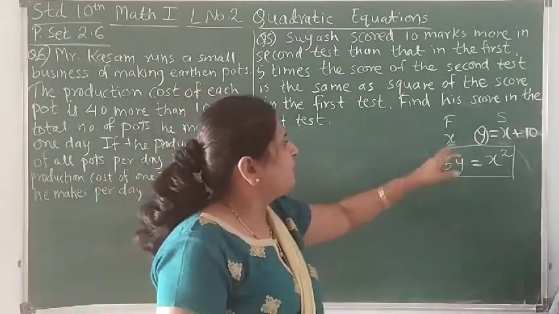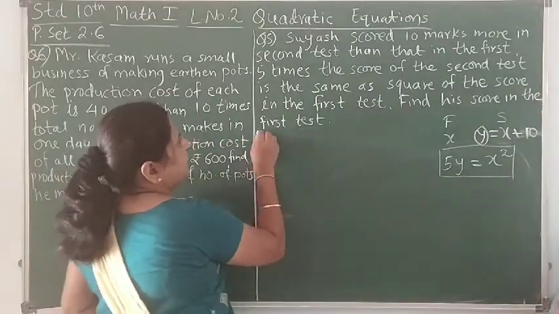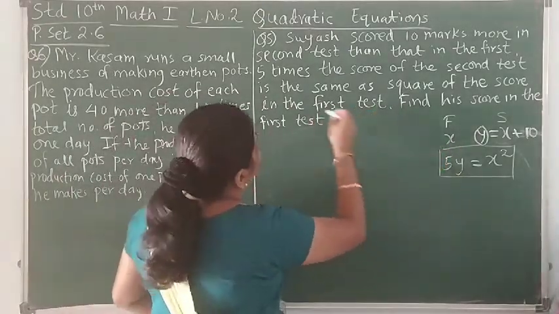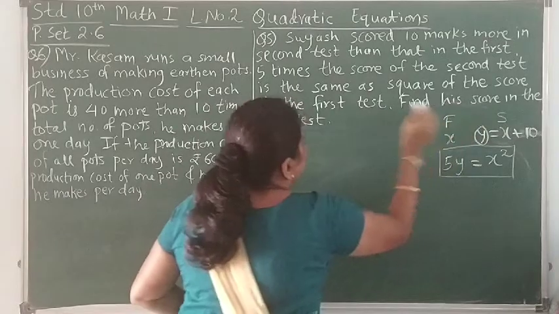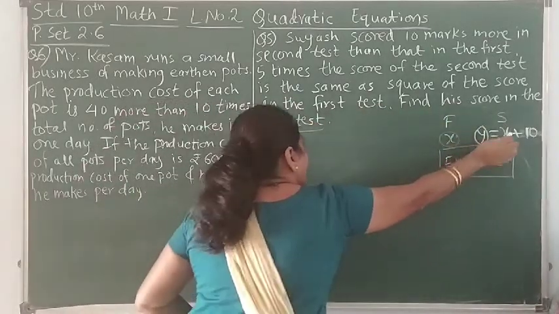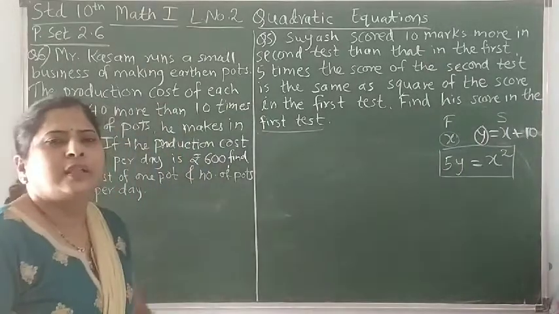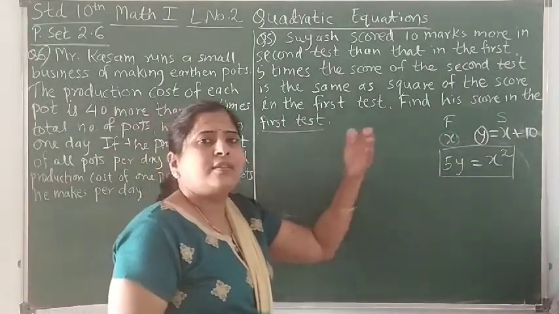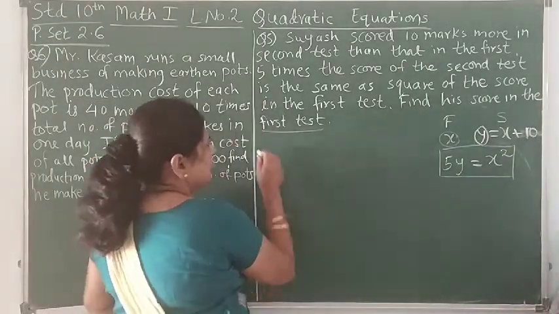Okay. So let's write this. And does anything remain? No, nothing. So to find the score in the first test, you have to find only the value of x. You are not required to find the mark score in the second test. So we will consider this.